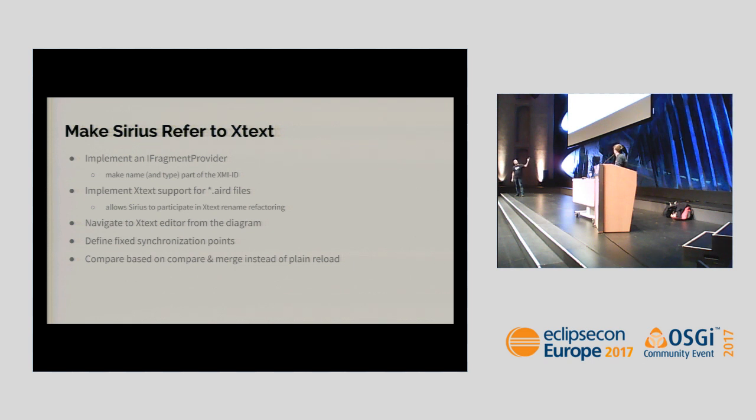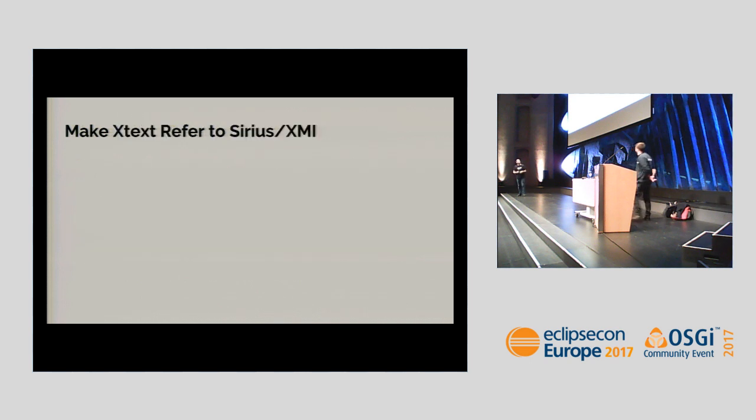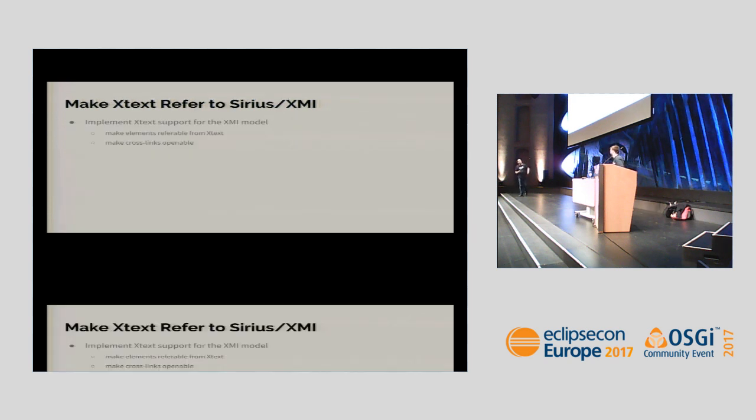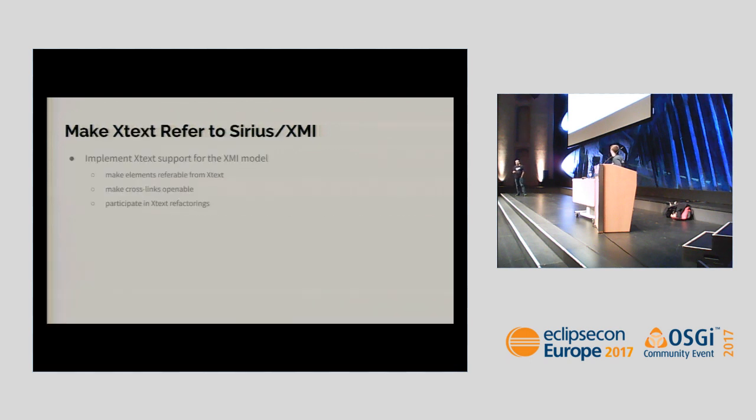Okay, that's aside from Sirius cross-references to Xtext, and then there's the other direction. How do I make Xtext refer to Sirius or other XMI resources? Well, you have to implement the XMI support, like I did for the AIRD files: make them indexable, make them referable. That automatically makes cross-references openable to a certain extent, and allows the participation in rename refactorings triggered from the Xtext side.